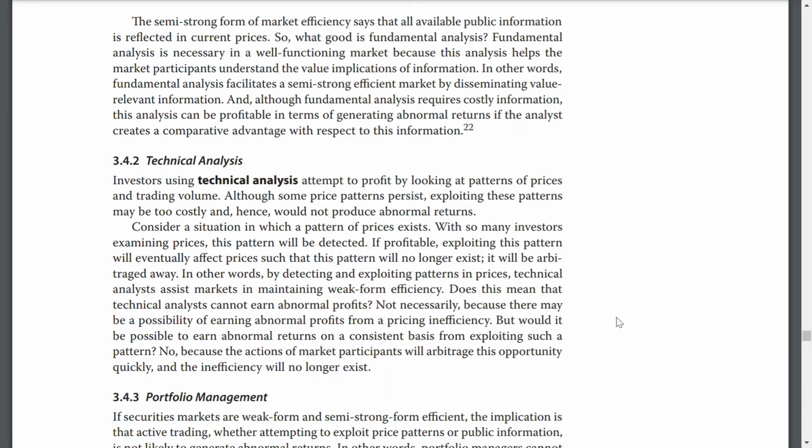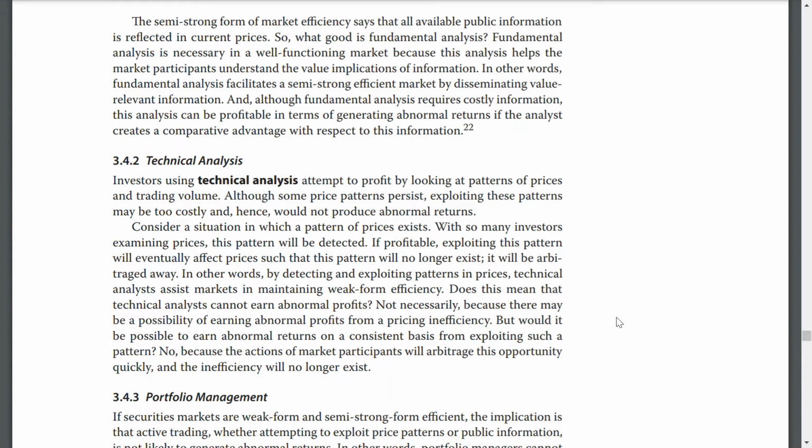Fundamental analysis is necessary in a well-functioning market because this analysis helps market participants understand the value implications of information. In other words, fundamental analysis facilitates a semi-strong efficient market by disseminating value-relevant information. Although fundamental analysis requires costly information, this analysis can be profitable in terms of generating abnormal returns if the analyst creates a comparative advantage with respect to this information.